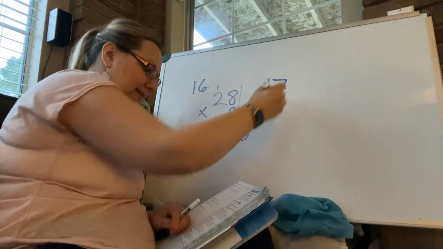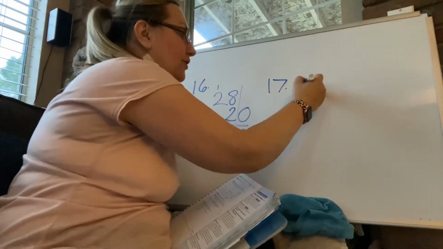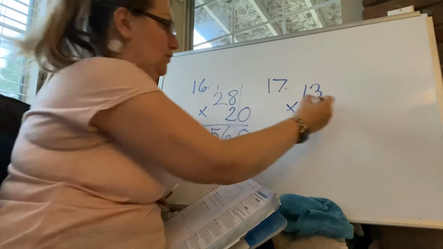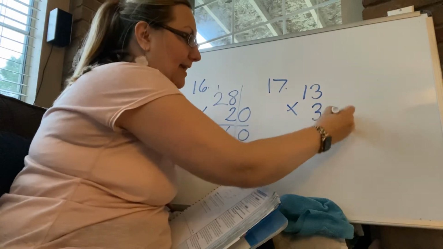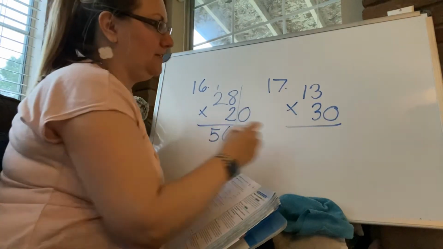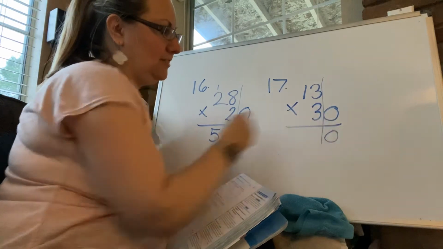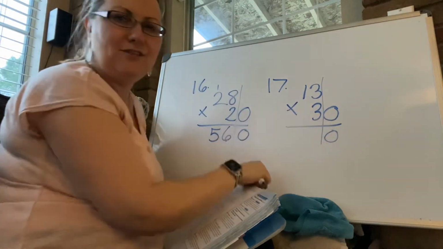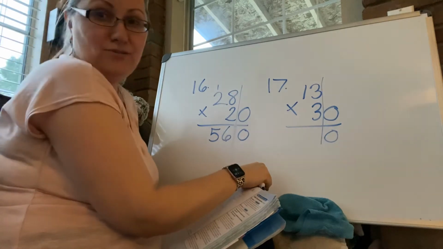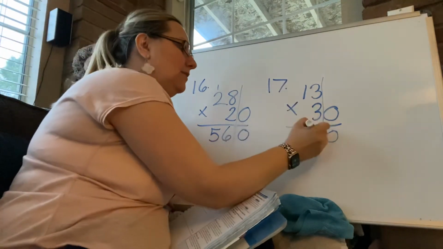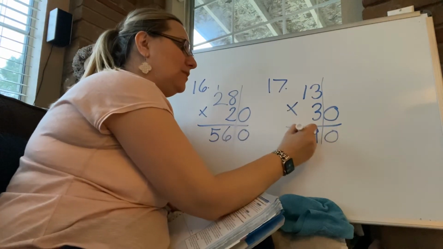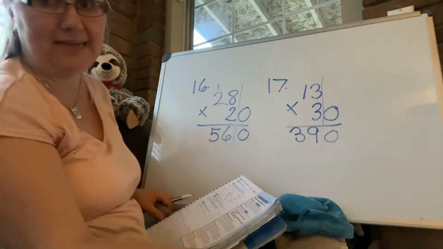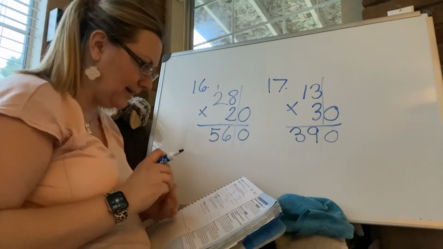Okay, number 17. Do it over here to the side. 17, 13 times a different multiple of 10. This time it's 30. Let's leave the hanging zero off to the side. We could even put a line just to keep it really clear and straight. And now it doesn't look so scary, does it? 3 times 3 and 3 times 1. 3 times 3 is 9. 3 times 1 is 3. And there you go. The answer is 390.